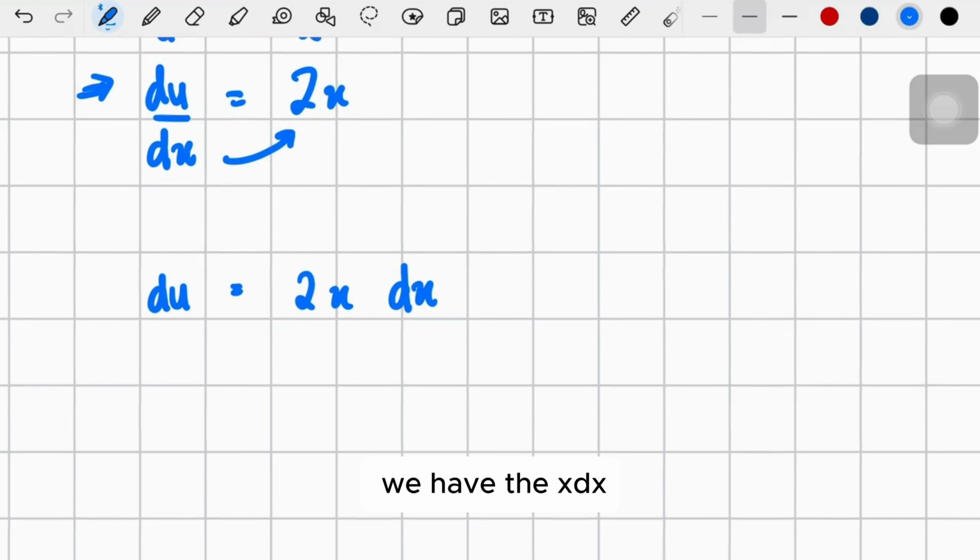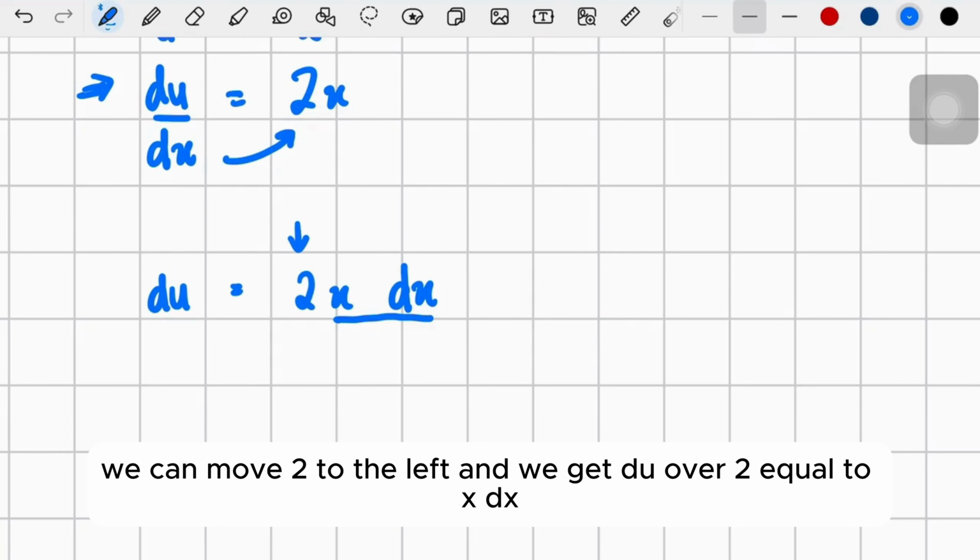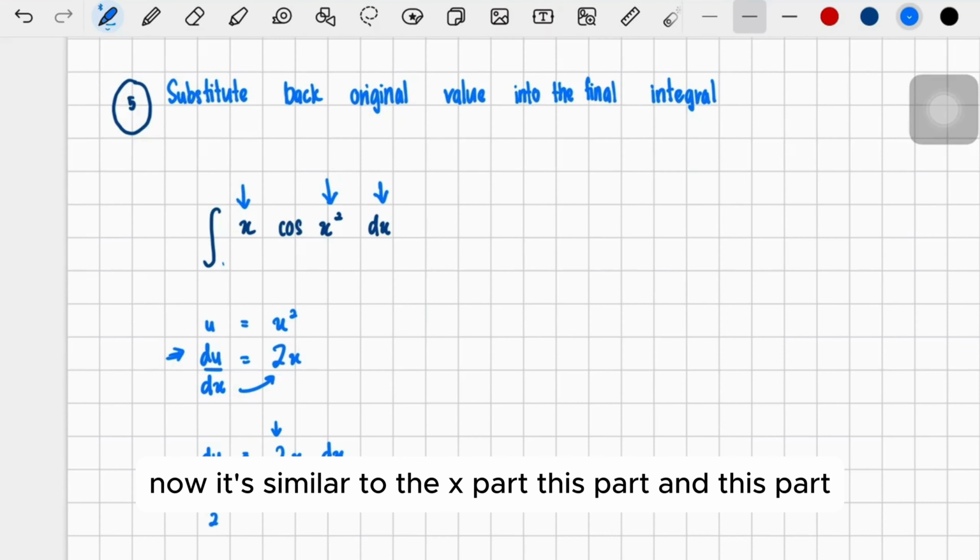Okay, we have the x dx. We can move the 2 to the left, and we get du over 2 equals x dx. Now it's similar to the x part, this part and this part. Okay, do you get the idea?